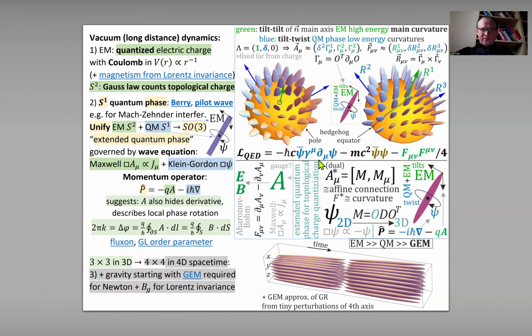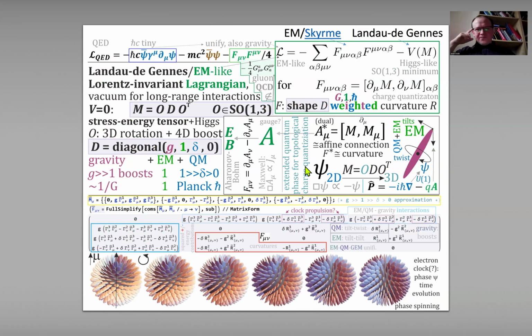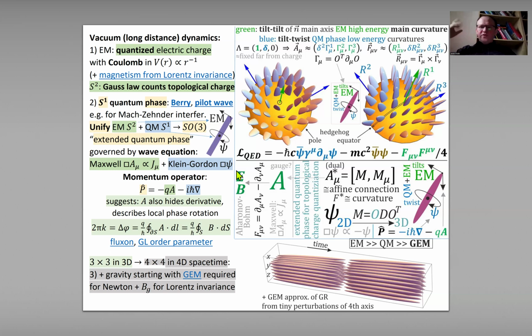So we can see that the electromagnetic field is believed not to be fundamental. It is usually said, especially due to the Aharonov-Bohm effect, that there is a deeper A field. Here we say that there is an even deeper field, for example the M field, whose connection derivative is the A field, and its curvature is the F tensor, the AB fields. So we say that there's an even deeper field, so that the Gauss law counts topological charge, to build in charge quantization.